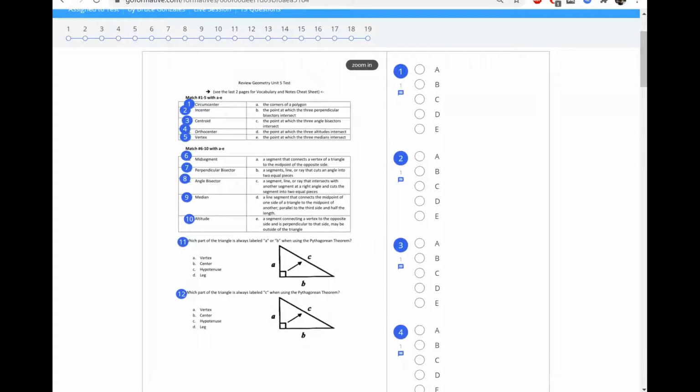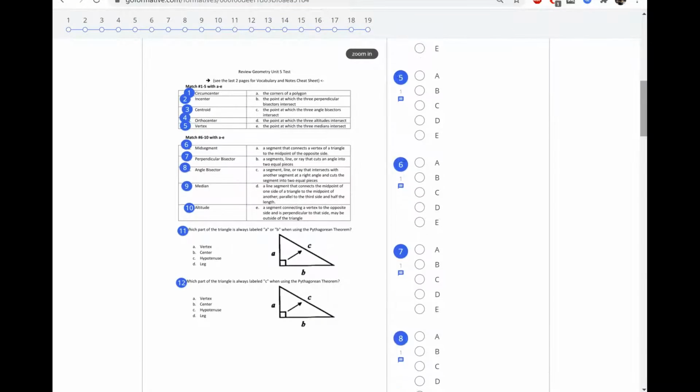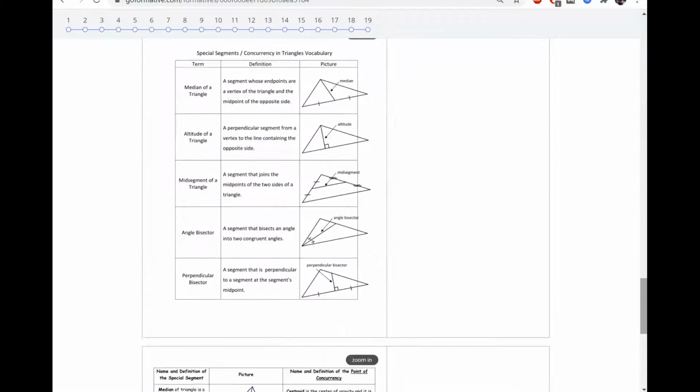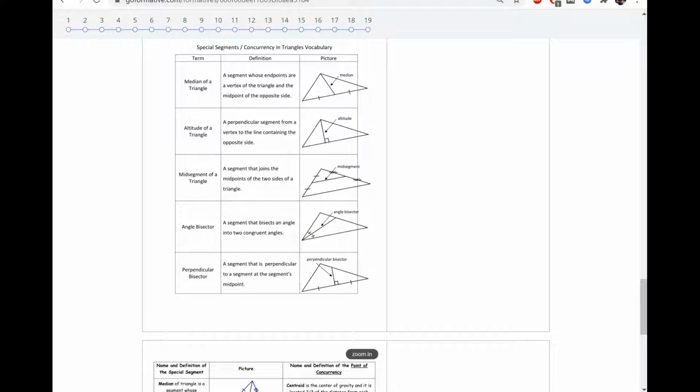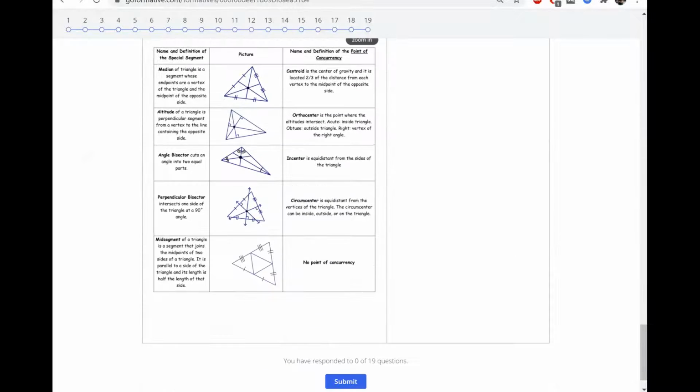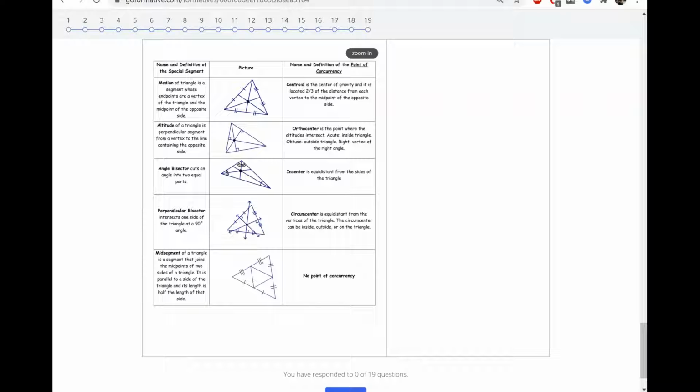Also, it says right here, see the last 2 pages for vocabulary and notes cheat sheet. So if I go all the way to the end of my review, this will also be on your test. It's a cheat sheet. In years past when we would do this unit, students would have a cheat sheet, and so I'm letting y'all have the same thing. It explains what a median, altitude, mid-segment, angle bisector, and perpendicular bisector are with pictures. And then, of course, you have the 4 centers, and then the mid-segment. Okay, explaining what each one of those are, how to get them, and what it means.